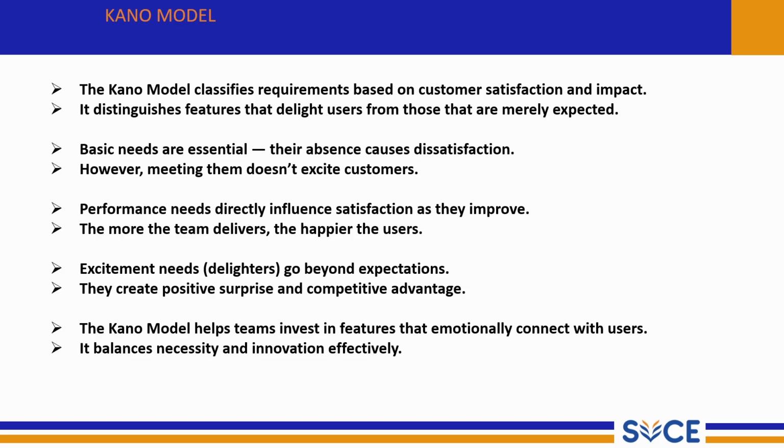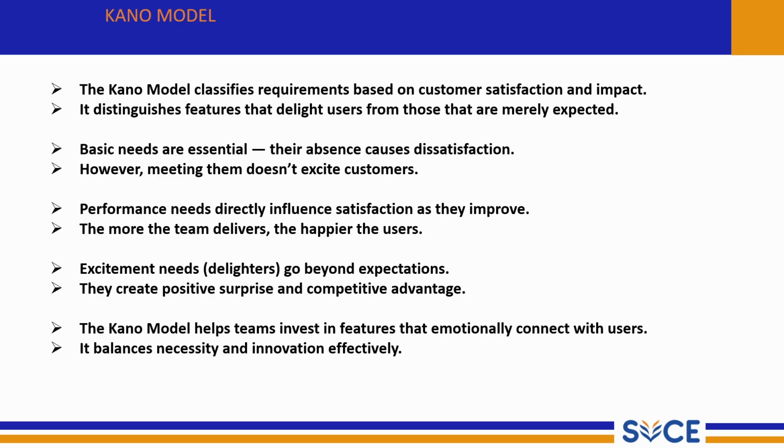These features can make users fall in love with the product. For example, Google Photos automatically creating animated albums. This is a delightful feature that adds value. The Kano model helps teams invest in features that emotionally connect with the users.